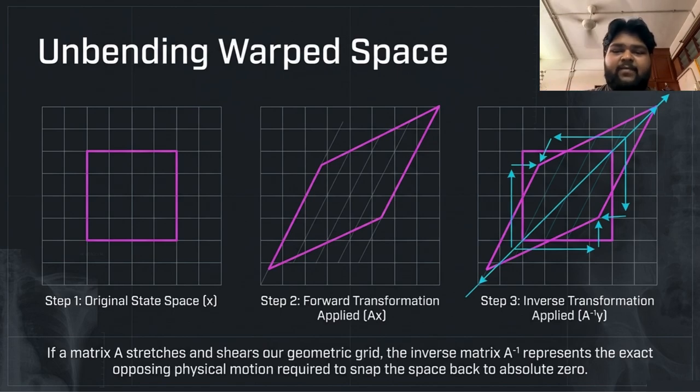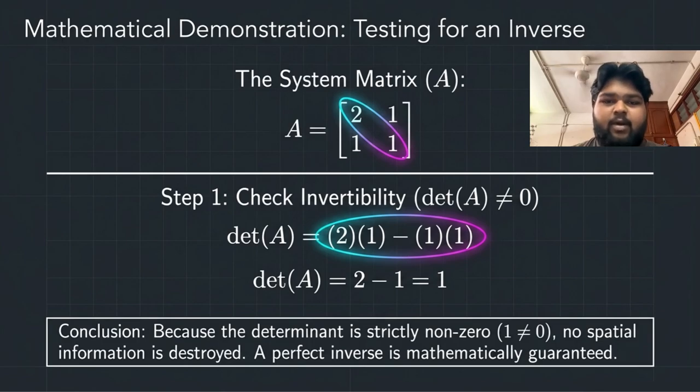On the right, we apply the inverse matrix. As a result, the distorted shape returns to its original square form. This demonstrates the key purpose of the inverse matrix, which is perfectly reversing the effect of the original transformation and recovering the initial data. Okay, now let's verify mathematically whether our matrix has an inverse.